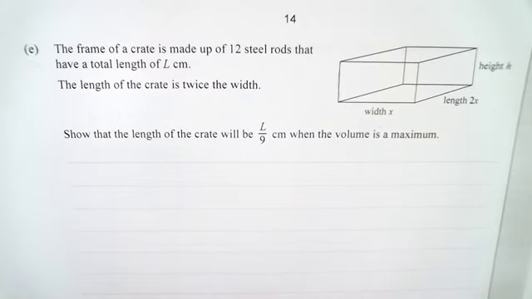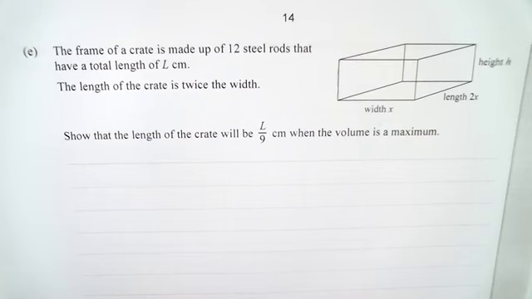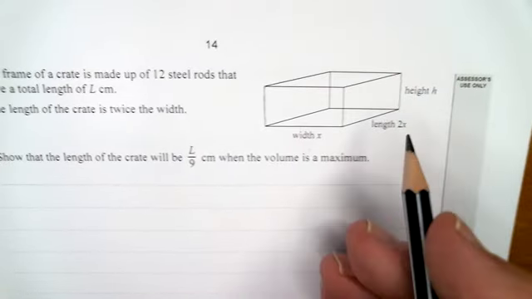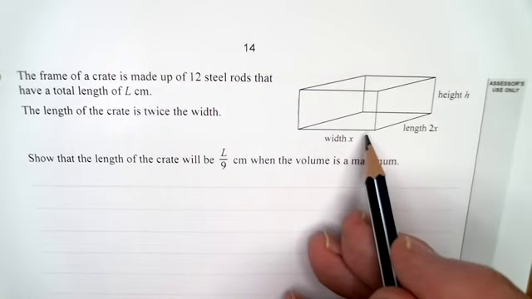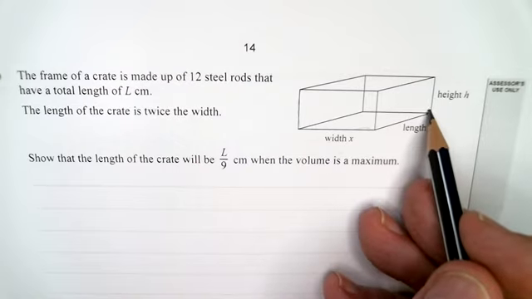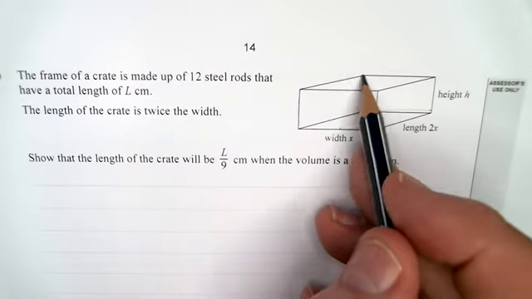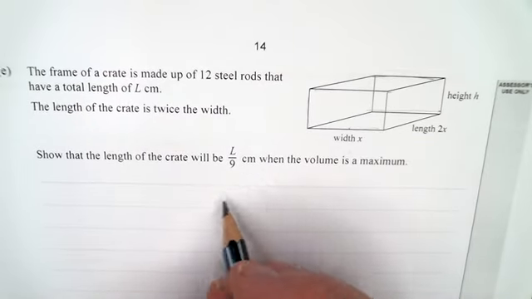But to show the length of the crate will be L on 9 centimeters when the volume is a maximum. So we're not after an exact answer so much as an expression or equation that makes this work. So first of all, let's define this in terms of the length of things. If I look at the width here, we've got 1, 2, 3, 4 widths. So we're going to have, if you like, L, the total.